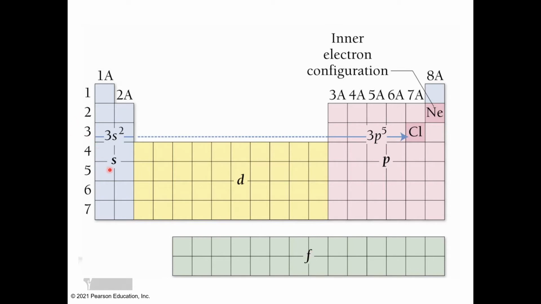So for s, let's go back to s. The s subshell has 1 orbital. Now think, how many electrons can we add to that 1 orbital? What is the maximum number? It's 2 electrons. Well, that's why we have 2 columns here that make up the s block. Now let's go over to p. There are 3 orbitals in the p subshell. So what is the maximum number of electrons that can be in the p subshell? The answer is 6. So that's why we have 6 columns. Same thing goes for the 10 columns for d and 14 for f.